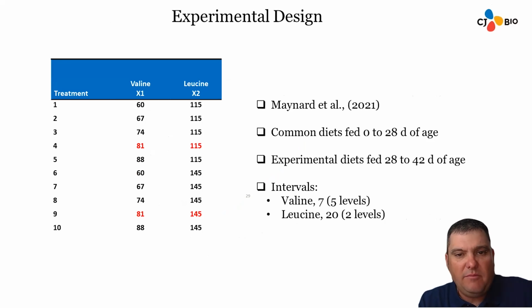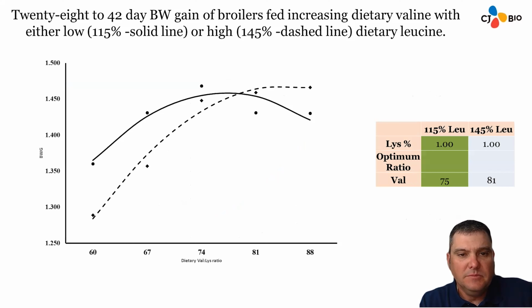Therefore, we wanted to follow up and see how this influences our valine requirement, or does it? So we actually ran 2 valine titrations, ranging from 60 to 88, in a diet containing 115% leucine and a diet containing 145% leucine. We ran quadratic polynomials to obtain our optimum ratio. The solid line is the low leucine diet, the 115. The dotted line is the 145.